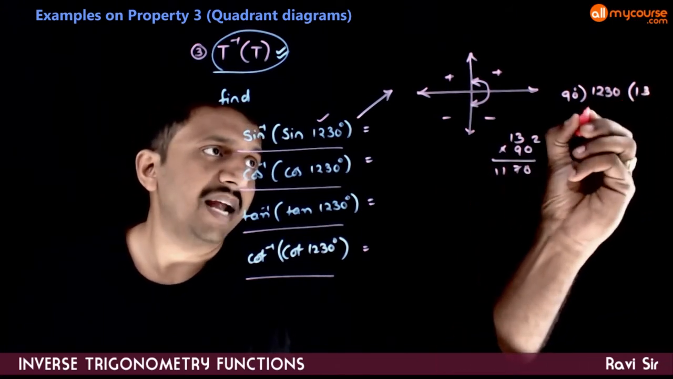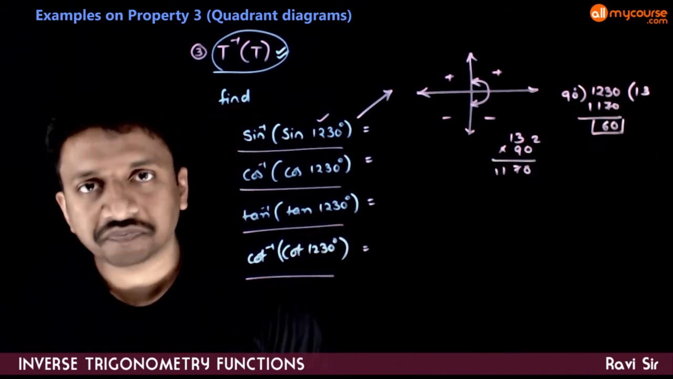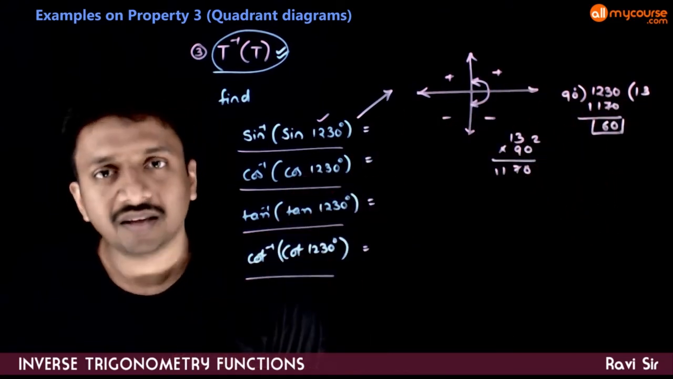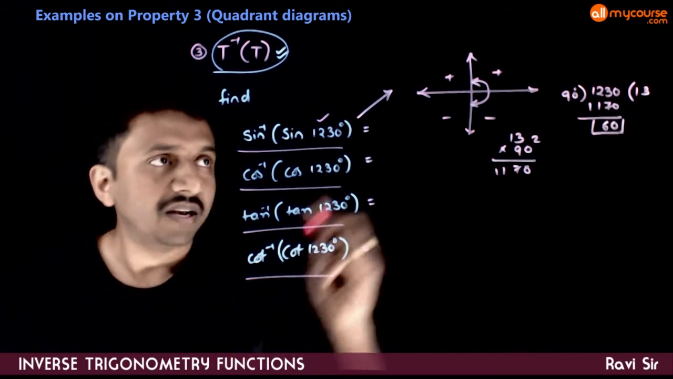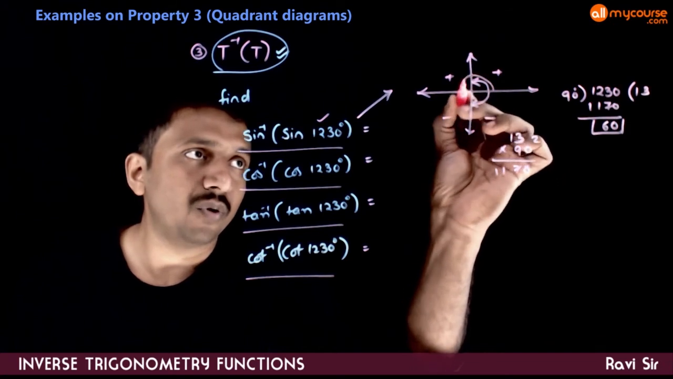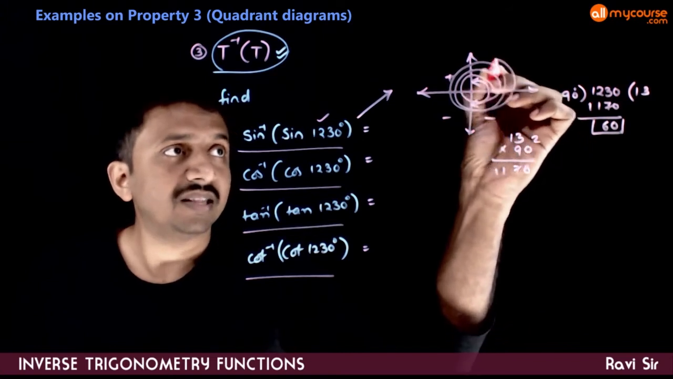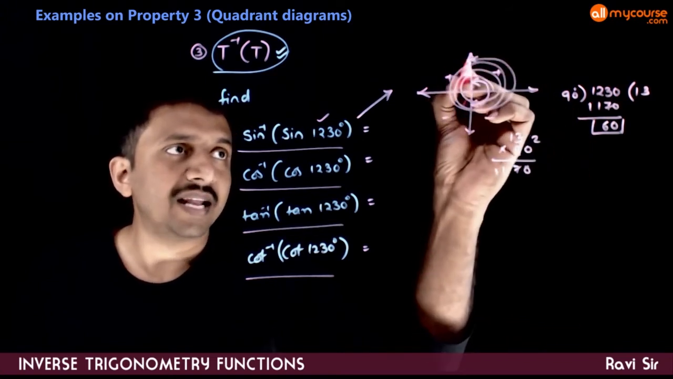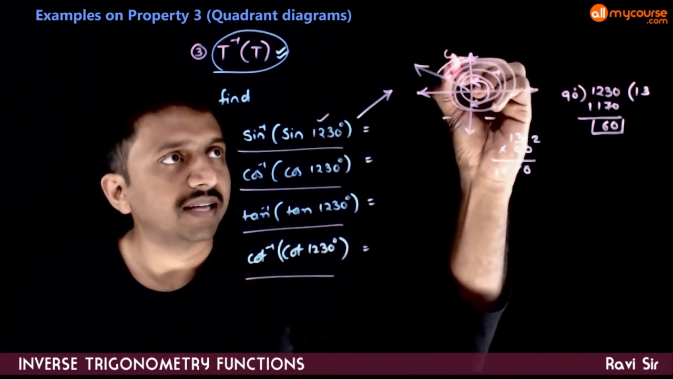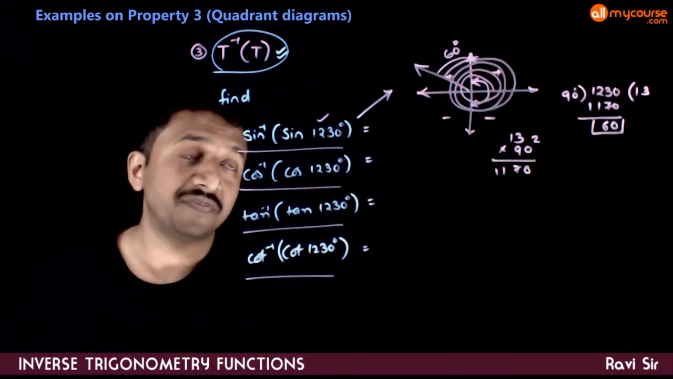So 13 times 90 is 1170 and you have an extra 60 degrees. So 1230 degrees is 13 times 90 degrees plus an extra 60 degrees. Now how do we rotate the ray through 1230 degrees? So 4 times 90, 8 times 90, 12 times 90, 13 times 90 plus an extra 60 degrees. So this small angle is 60 degrees. So that is where the ray stops.